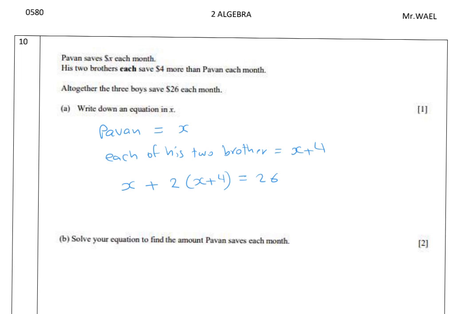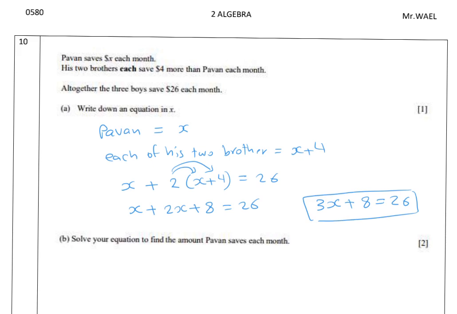Bevan and his two brothers. So can we simplify it? We can simplify, but he didn't ask you to simplify. If you need to simplify, X, 2 times X equal 2X, 2 times 4 equal 8, equal 26. Then 3x plus 8 equal 26. This is the equation. Okay?